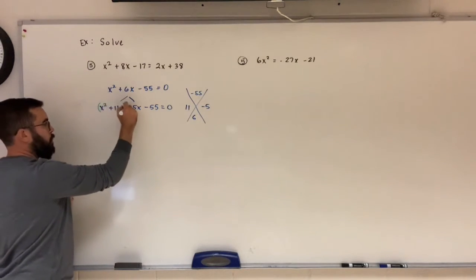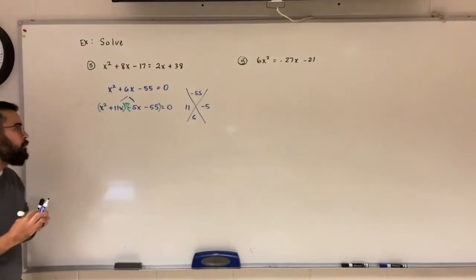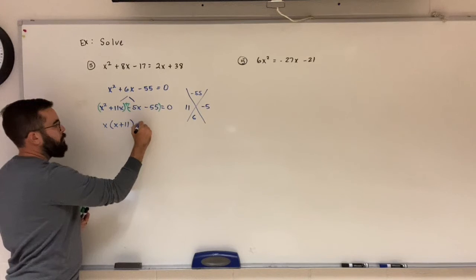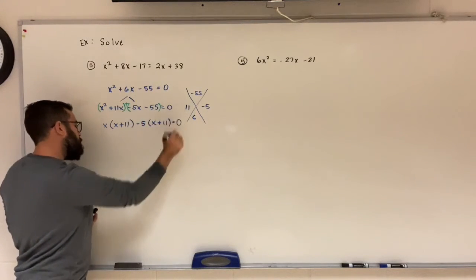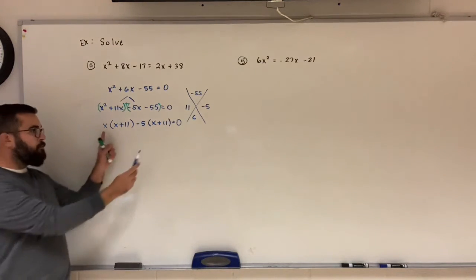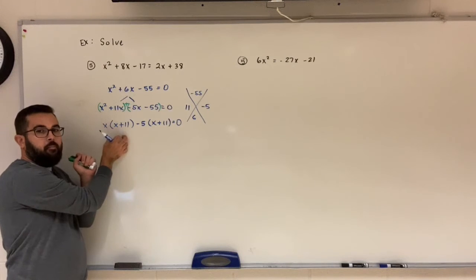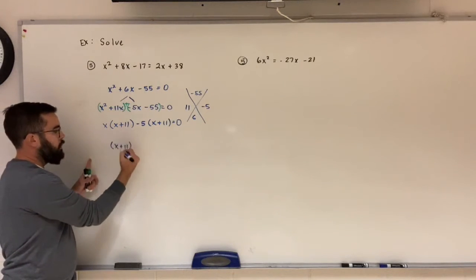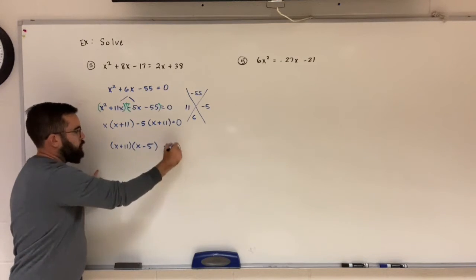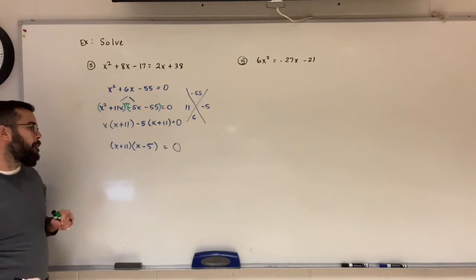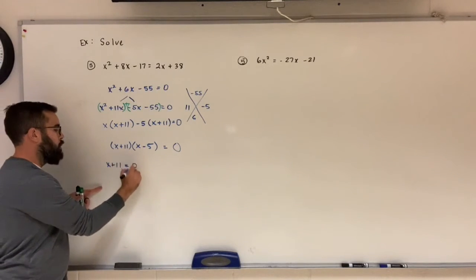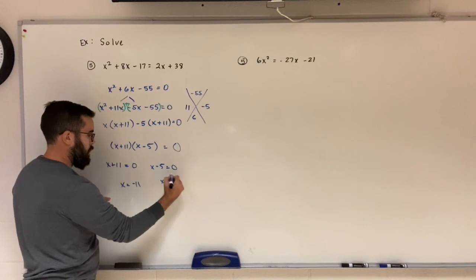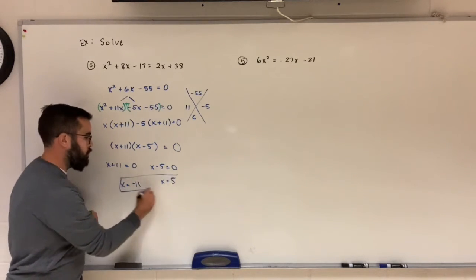Next, I group. Factor by GCF in each group. Okay, remember when you're factoring, the stuff in parentheses should always be the same, because that's what allows you to factor by GCF one last time at the end. So they both share x plus 11. The other factor is x minus 5. Okay, so by the zero product property, x plus 11 is 0, or x minus 5 is equal to 0. So x is negative 11, or x is 5.